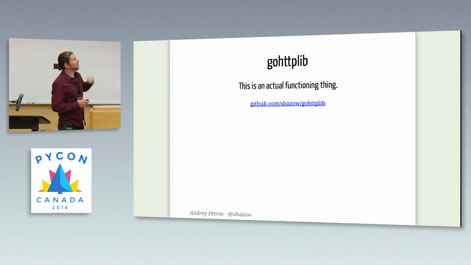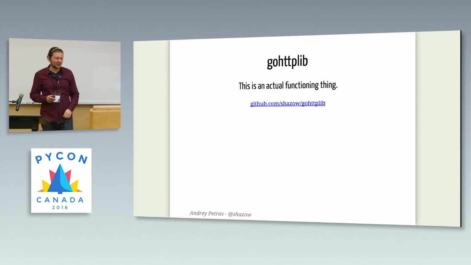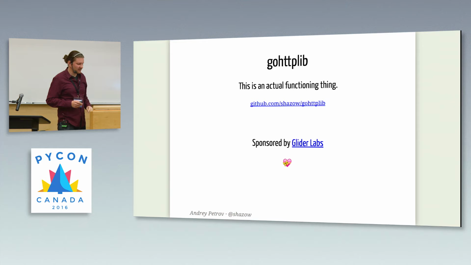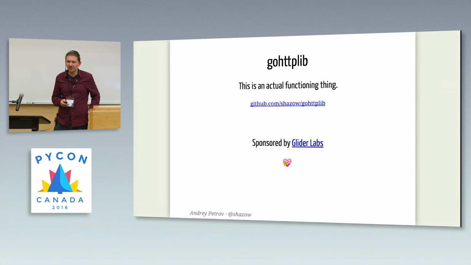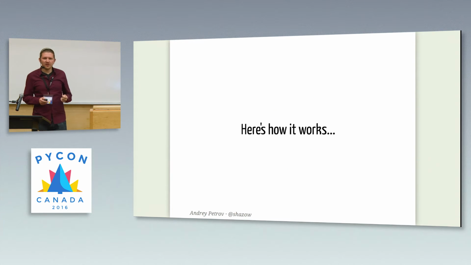But this is actually a real thing. This is a library I wrote. It was an R&D project that Glider Labs needed help with. They wanted to see if they could write some library code in Go, and in the new version of Go, there was a feature where you can build it as a shared library. And they wanted to see if we could use it to make a Python library. So we built this out, and it's actually a working thing. Try it out later. And I'm going to talk about how it works underneath.